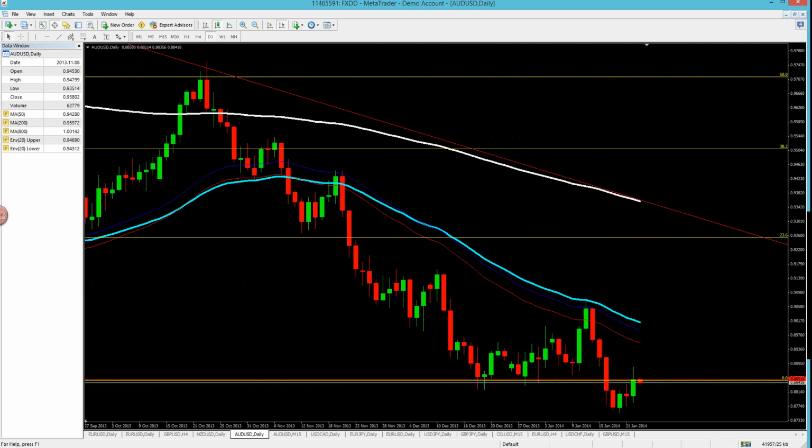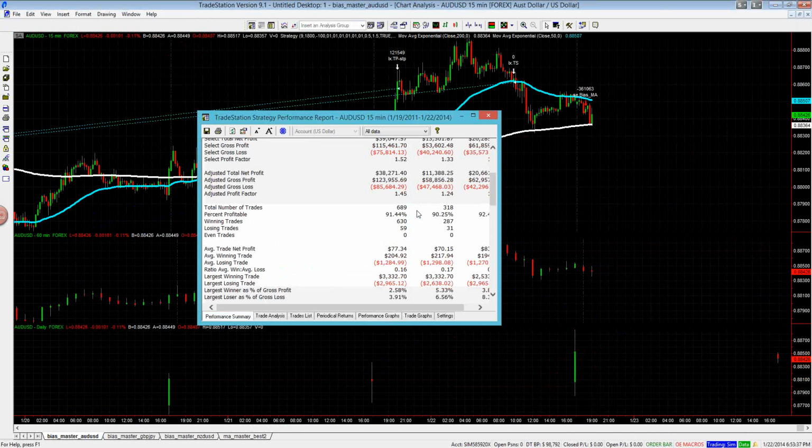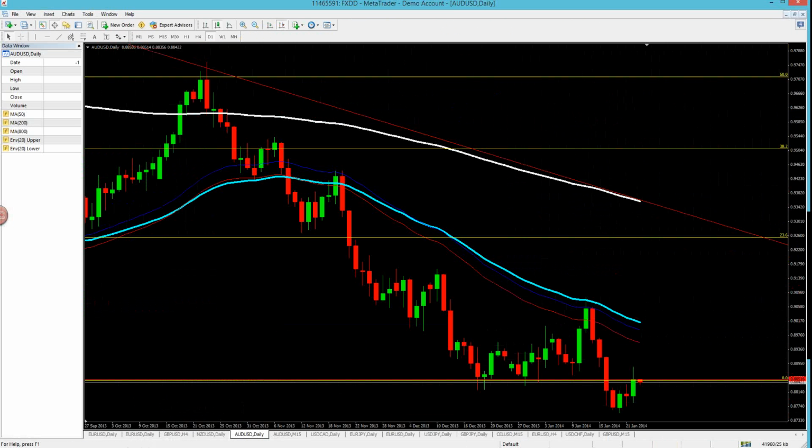Interesting. All right, and besides that, our bias trade tells us it's looking for a sell on the Aussie dollar as well, so we're going to follow in line with that. Why? Because this thing has a 91.44 win ratio over 700 trades, so I think we'll go with that. So basically a sell bias here on the Aussie dollar, and we're going to move on from there.